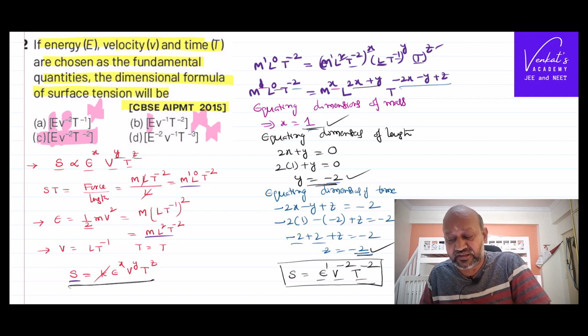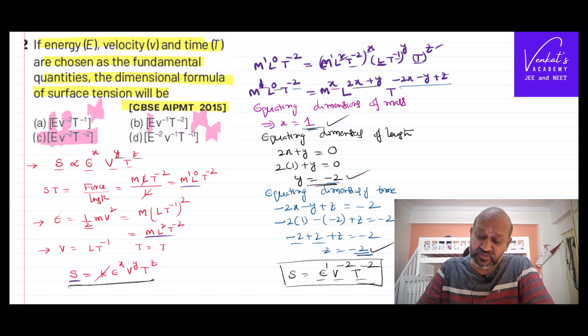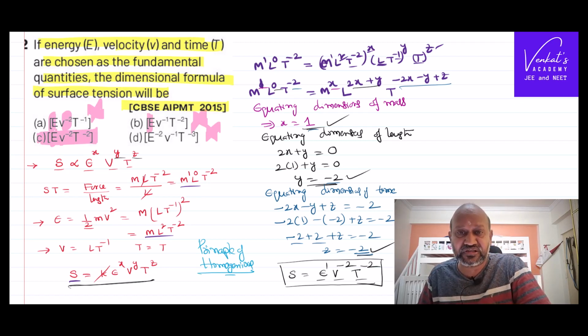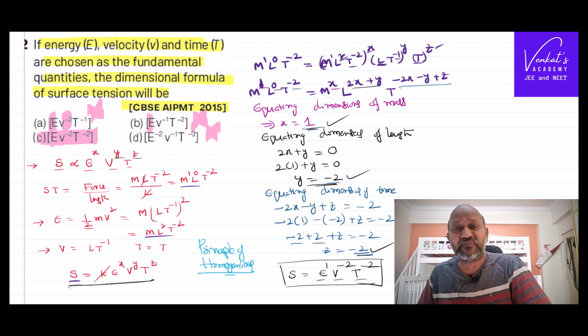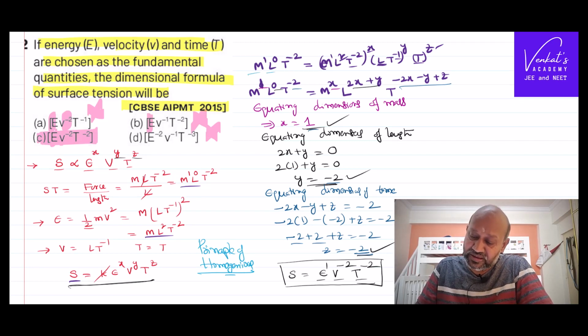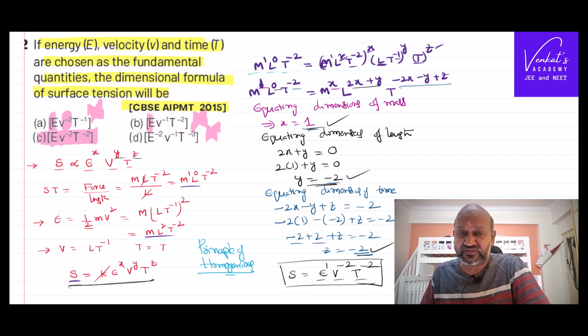So remember that to solve this problem, we use the principle called the principle of homogeneity, which tells you that an equation is a homogeneous equation in physics. What does homogeneous mean? Dimensions of fundamental physical quantities on both left hand side and right hand side are equal. That's the principle of homogeneity. That's why we have equated the dimensions of mass, length and time on both sides of the equation. That's it for now. Thank you for watching.